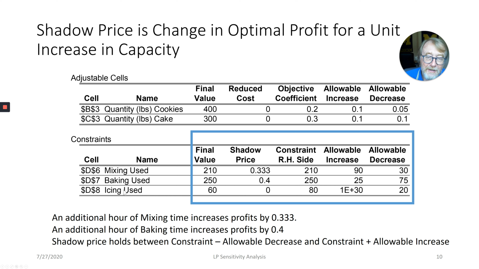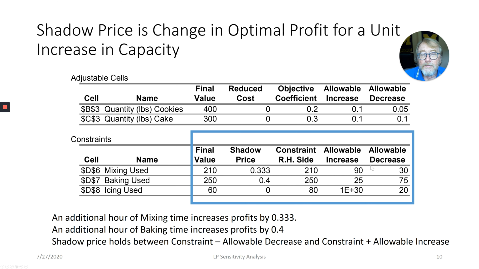Now you go down to icing, and you notice that the shadow price for icing is 0. You got to think for a minute or two, why would the shadow price be 0? That means if I add an additional hour of icing, take it from 80 up to 81, I have no benefit. 0. Doesn't do anything for me. And the reason the shadow price is 0 here is because icing is not binding. I'm already slack. I have 20 extra hours every day anyway. So adding an additional hour doesn't help me out.